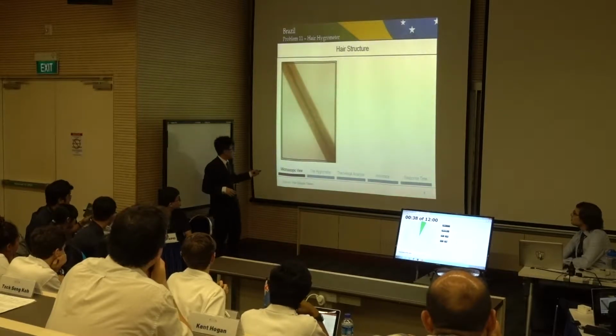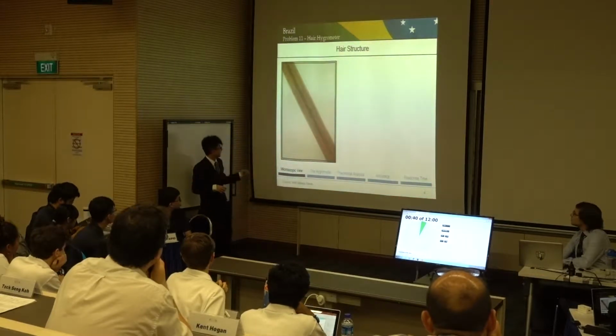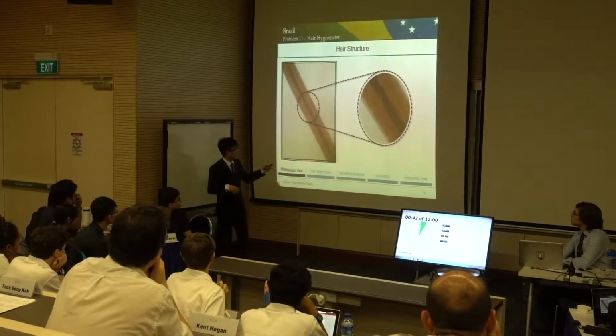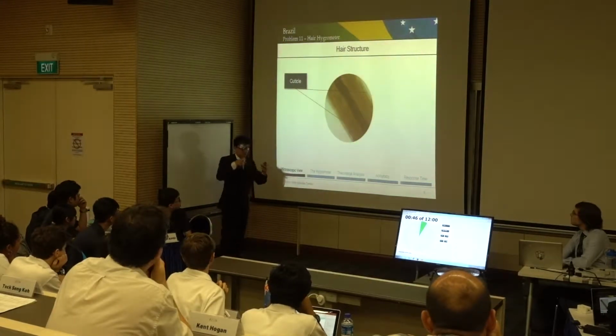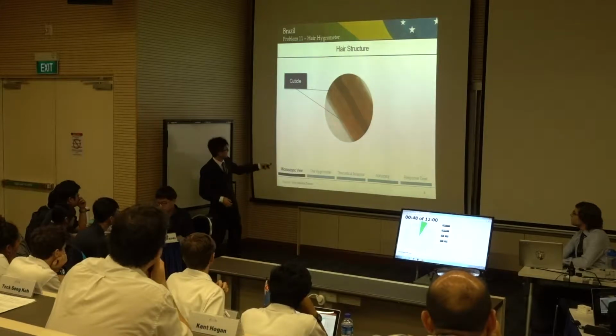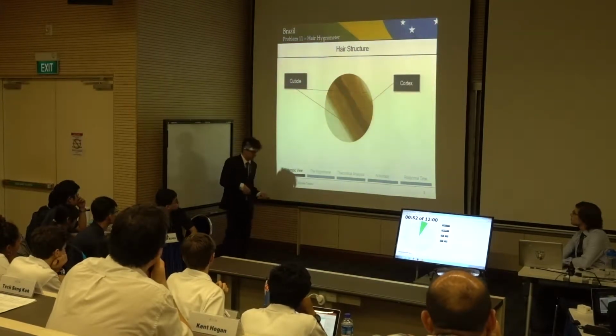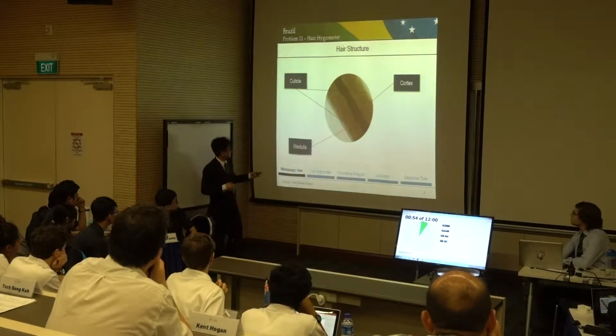So here I have a photo in an optical microscope of the hair, and here we can see that the hair is divided in three different structures. The first structure, the most external, is the cuticle that covers the hair. Then we have the internal part of the hair, the cortex, and then the most internal part, the medulla of the hair.